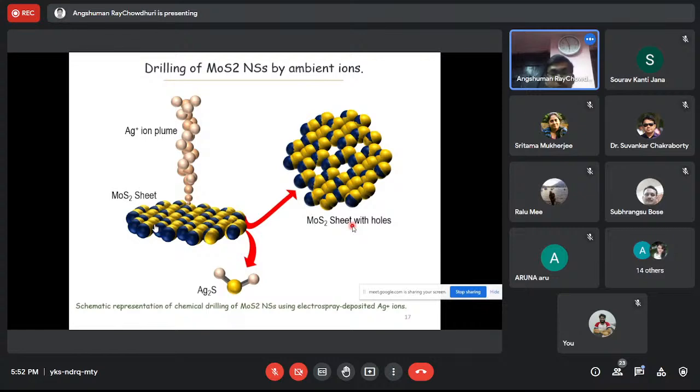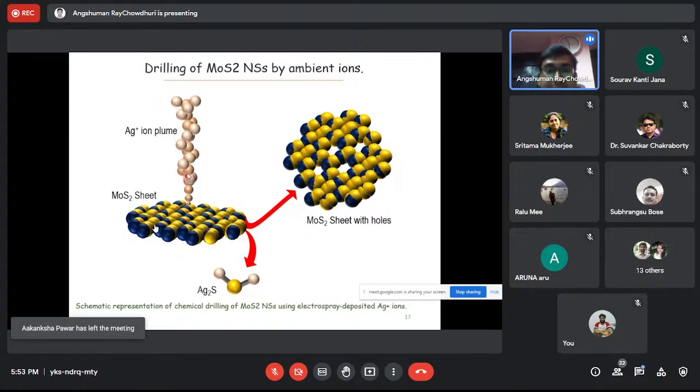So again, we are coming to another paper where Vishwajit Mondal is the first author, who is also hearing today's lecture. What is done here, you can see, is the drilling of MoS2 nanosheets by ambient ions. That means the drilling of the MoS2 sheet is indeed possible by these ambient ions. They have taken MoS2 sheets in water in a beaker, and they have started spraying Ag ions, such as silver nitrate or silver acetate.